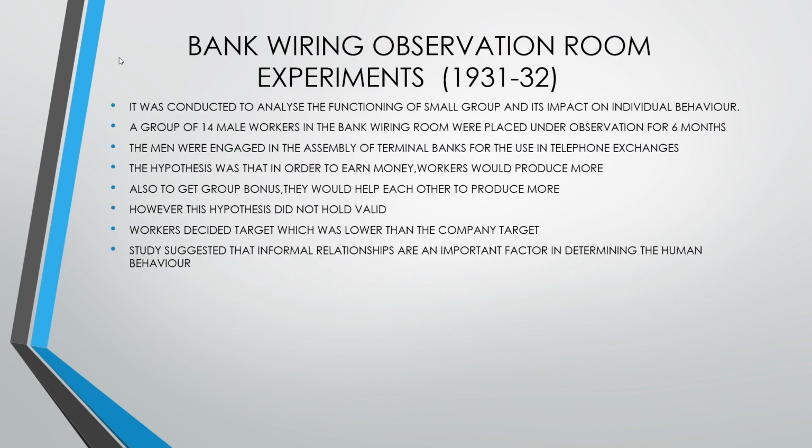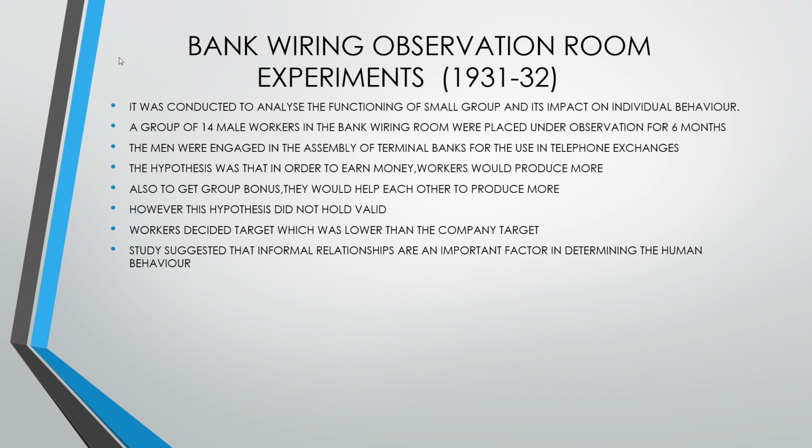Next phase is bank wiring room experiment. The last experiment which was done by the researchers in the bank wiring room. For this experiment, a group of 14 male workers were placed under observation for 6 months. The pay of the workers was fixed on the performance of the group as a whole. It was expected that highly efficient workers would bring pressure on the less efficient workers to increase output and take advantage of the group incentive plan.